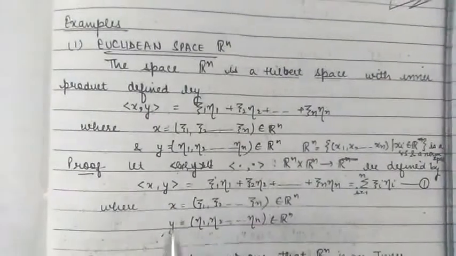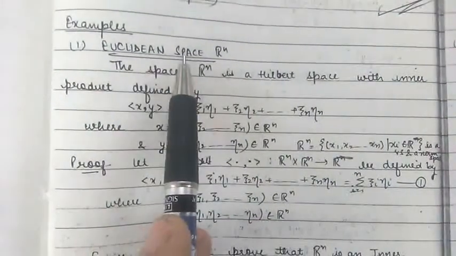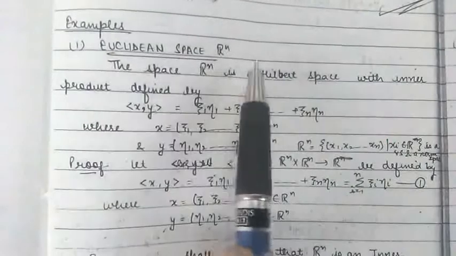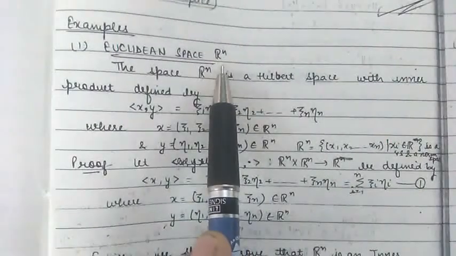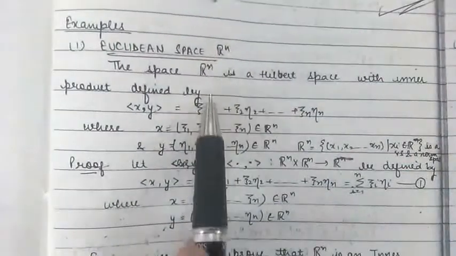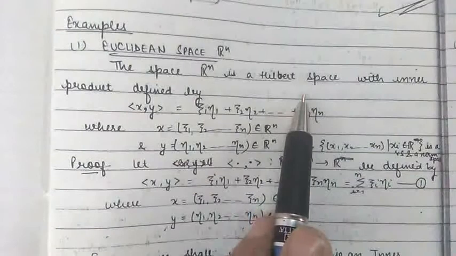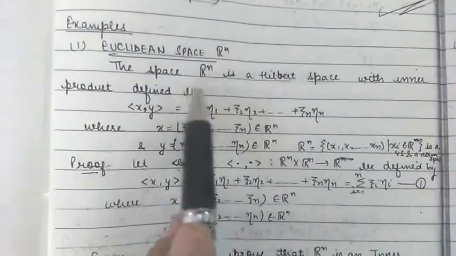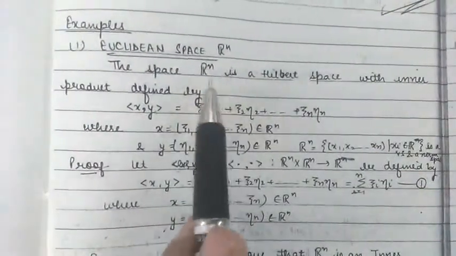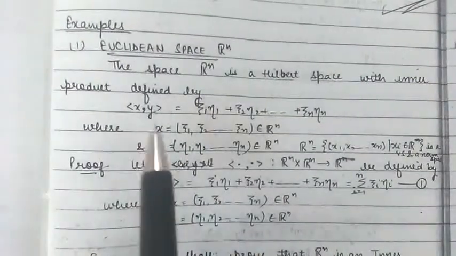So the first example is Euclidean space. Euclidean space means n-dimensional space of real numbers. We will prove that this n-dimensional space of real numbers is a Hilbert space. In order to prove this, we will define the inner product.